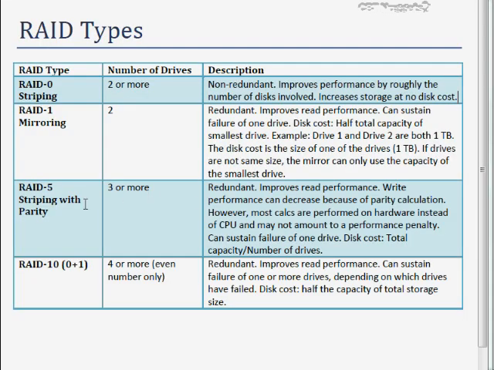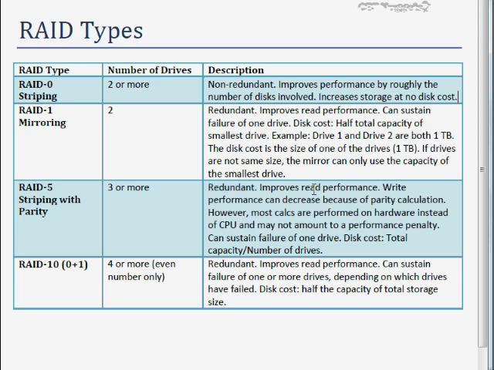Then going back to our RAID types here, we also see RAID 5, which is also known as striping with parity. With this, you need at least 3 drives, but you can use more. The more drives you use, the potentially better performance you'll have, at least on the read performance. This is a redundant method as well, so that one of the drives could fail, and I would still then have all of my data.